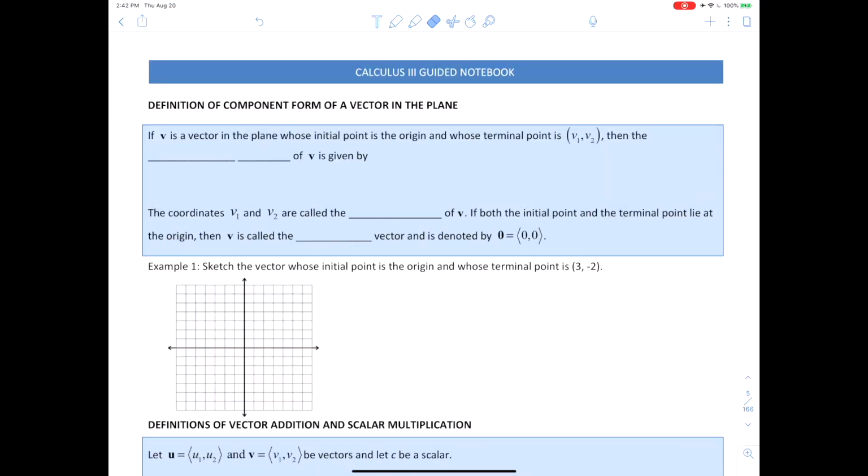Now let's take a look at the definition of the component form of a vector in the plane. If V, now notice the notation. There's a special bold notation for vector. If we can't do that when we're writing, the way we do this is V with an arrow over it. Are we good there?